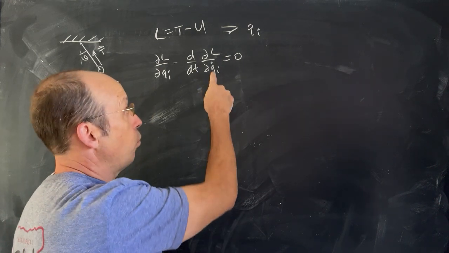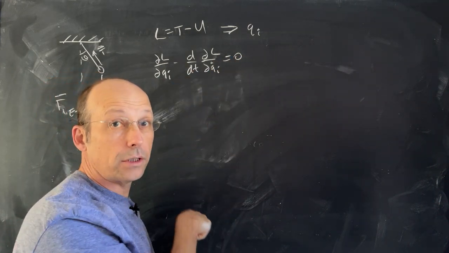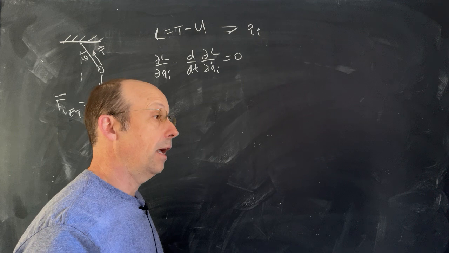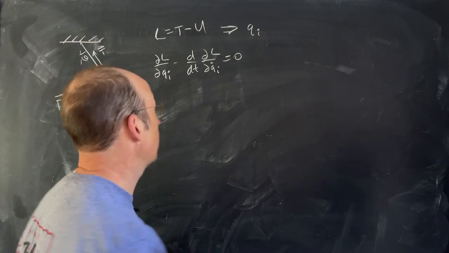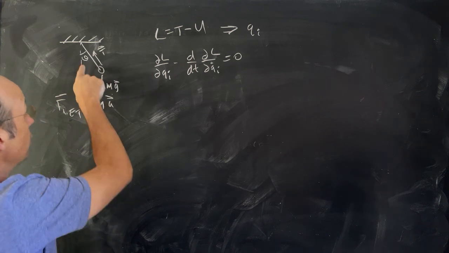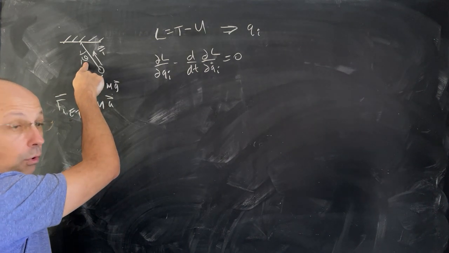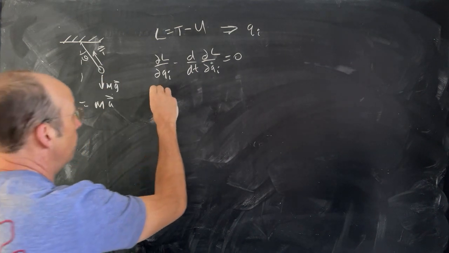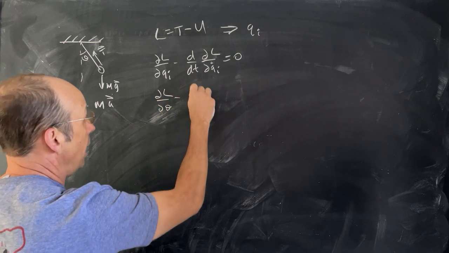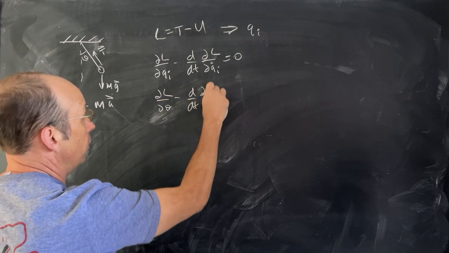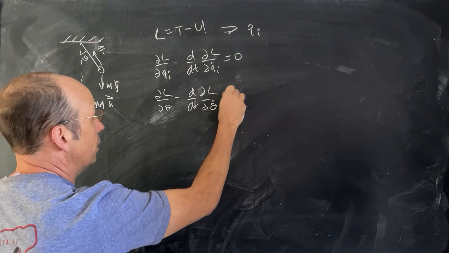If I have just one generalized coordinate, I get one of these equations. If I have two generalized coordinates, how many of those equations do I have? That's right, 2. Okay. So in this case, you could say theta is your generalized coordinate, and you would get the following: the partial of L with respect to theta minus the time derivative of the partial of L with respect to theta dot is equal to 0.